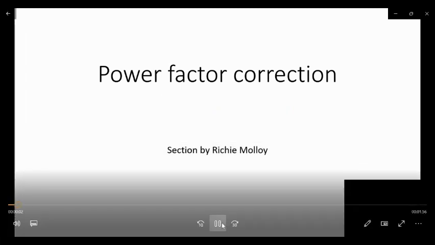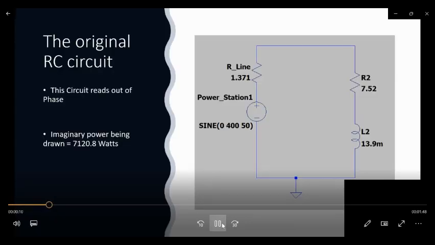My name is Richie Malloy, and this is my section for the Power Factor Correction Lab. I'll be covering the RC circuit and the money savings. This is the original RC circuit that was used. As you can see, we've found the resistance for the wires that we were given in the question and added in the values for the resistor and the inductor for the factory.